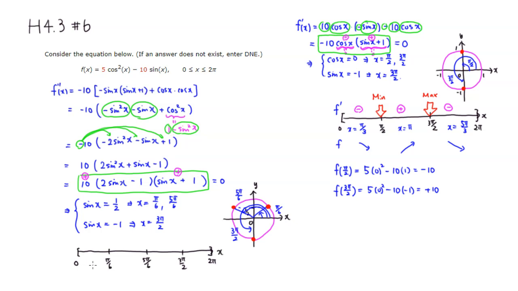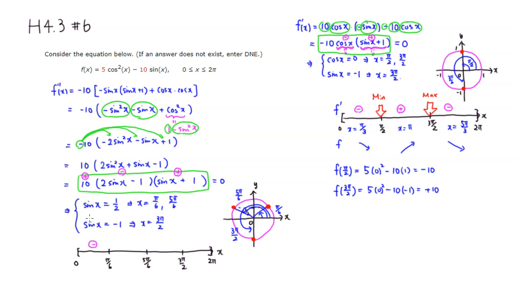So if x is between 0 and pi over 6, sine is going to be less than 1/2, so the factor is going to be negative. So we're going to have a negative sign there.